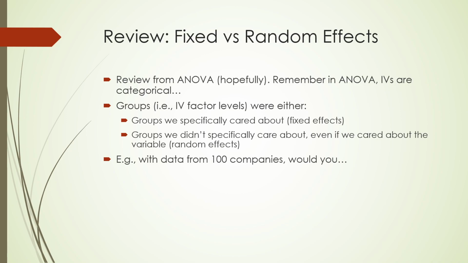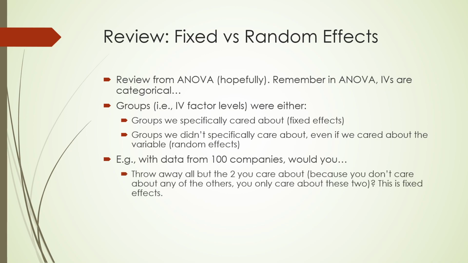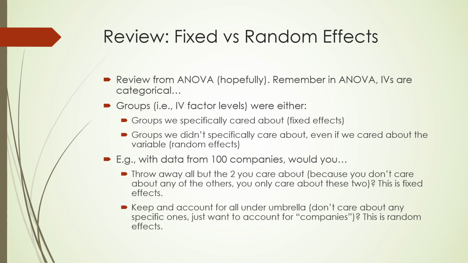So for example, with data from 100 companies, you would either throw away all of them except for the ones you care about. In this hypothetical case, I care about two, because it doesn't really make sense to study all marketing methods. My company just has two. Or if I have 100 companies, it doesn't make sense to study all of them. I just care about the two that are mine. And if that's the case, then you would consider that to be a fixed effect. On the other hand, if you accounted for all of these to get a better prediction of the company effect, then this would be considered a random effects model.